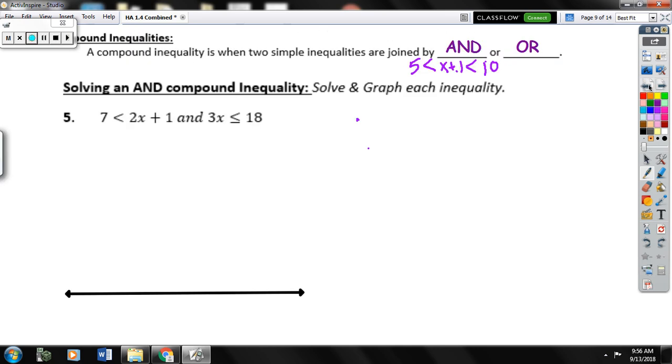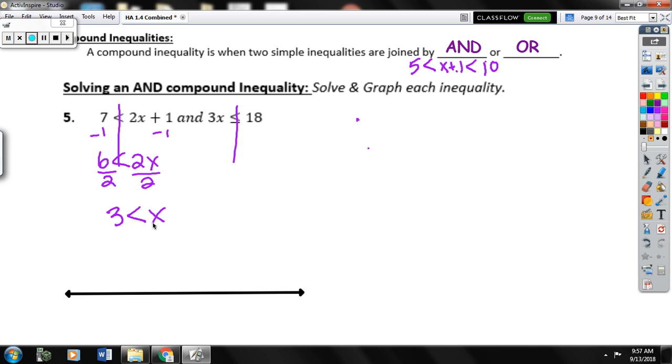All right, for the first one, though, we do have the word "and." So we are going to solve each one separately. We'll just combine our final answer into one of these compound inequalities. So same thing that we would normally do, just using our inverse operations. For this first one, we will subtract 1, divide by 2, and we will get 3 is less than x.